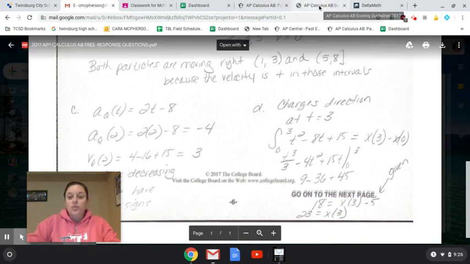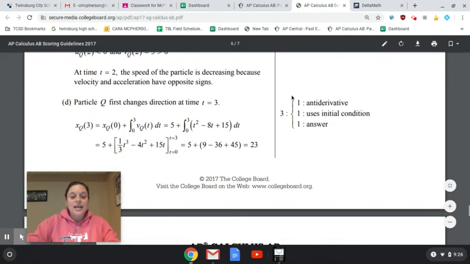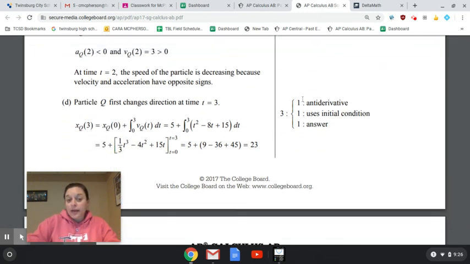So the way they scored that is they gave 1 point that you knew how to integrate it. So 1 point is that process of integration. 1 point is you knew how to use the initial condition. So you knew to use that when time is 0, your position is 5. And then your last point is for your answer.